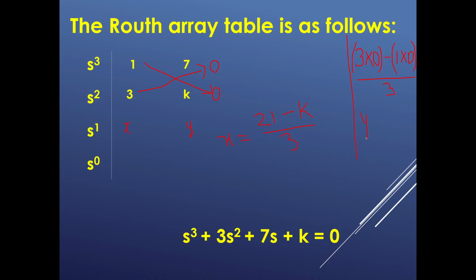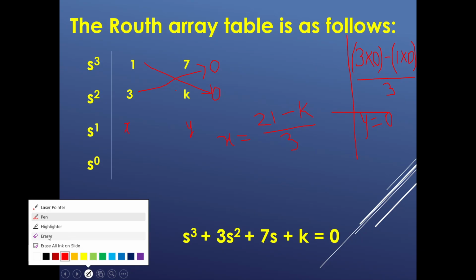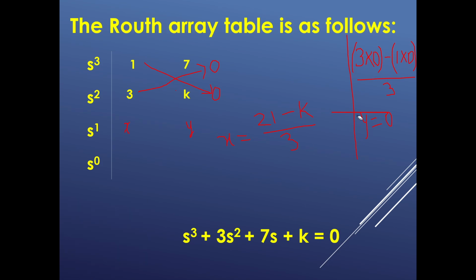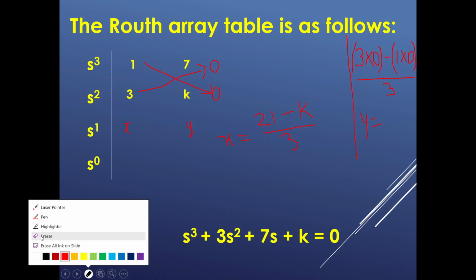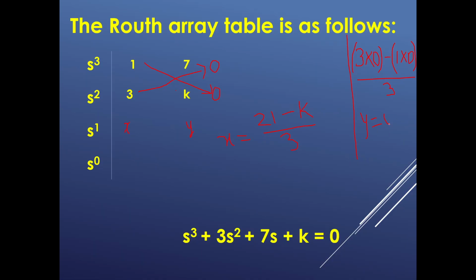So y is equal to 3 into 0 is 0, minus 1 into 0 is 0, 0 divided by 3, what do you get? Y equal to 0. Y value is 0. So x value is what? 21 minus k by 3. Y value is 0. And let us assume this as some AB.